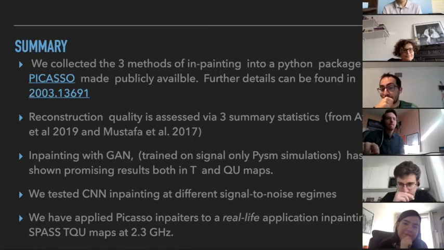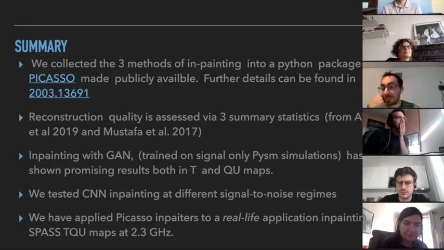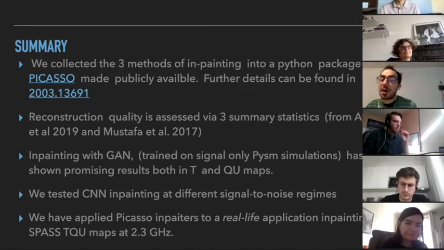I have one question. First, thanks for your talk. It was very interesting. Maybe you are not aware, but our group has been a pioneer in using inpainting techniques for CMB data, and we were using it for Planck, and it was mainly based on sparsity. It was not a neural network, and we were using these techniques for all the channels of Planck. So it was not the first time that inpainting has been used. It was just a comment.